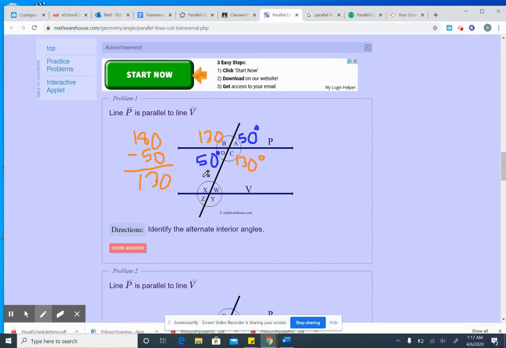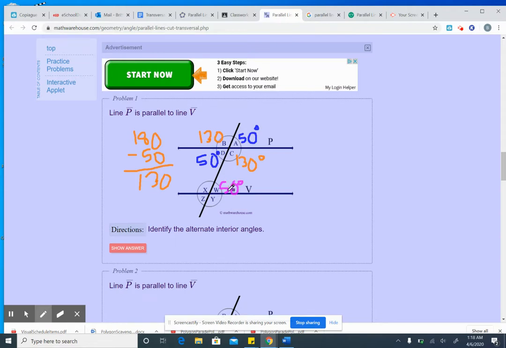What would be the alternate interior angle to angle D? Well, it would have to be another angle that's inside the parallel lines and on the other side of the transversal. So that would mean right here, angle W is 50 degrees. Alternate interior.